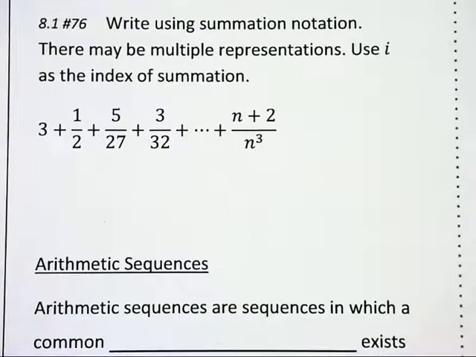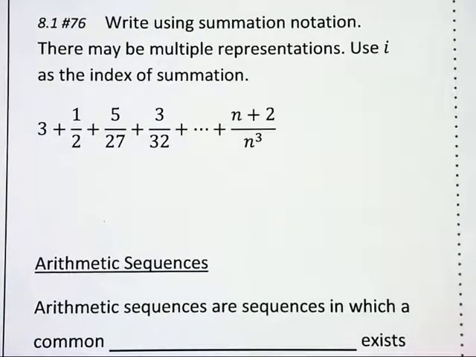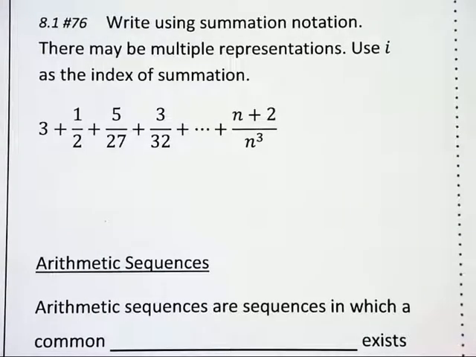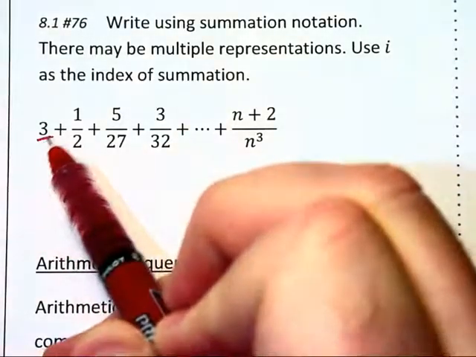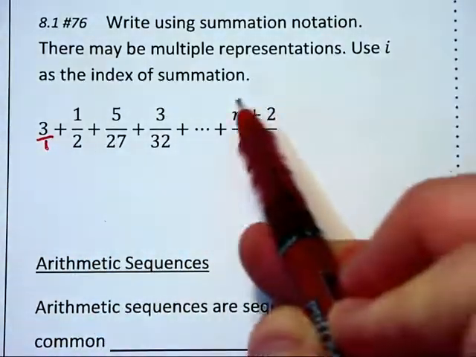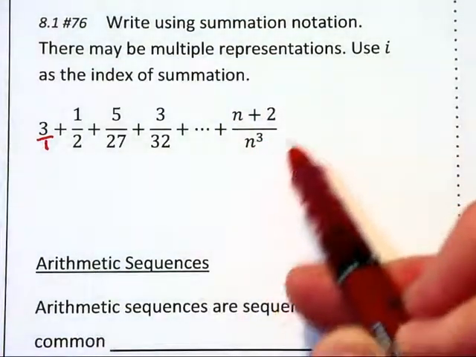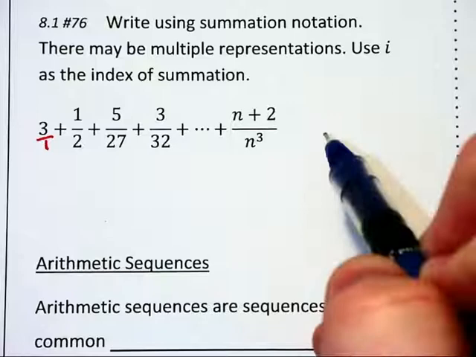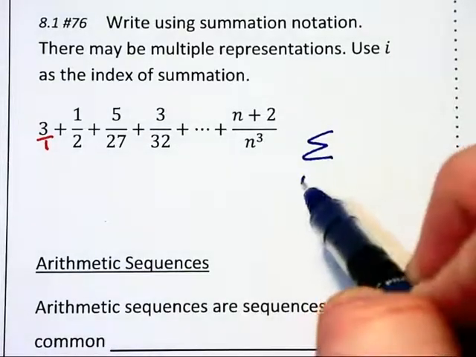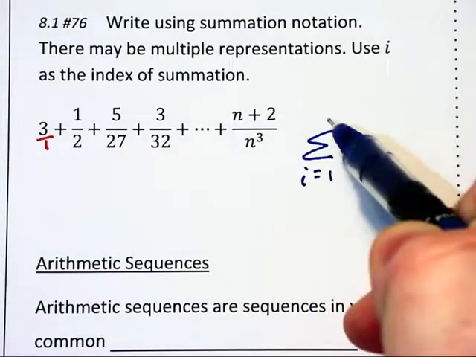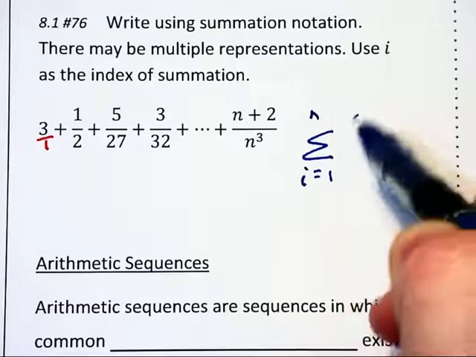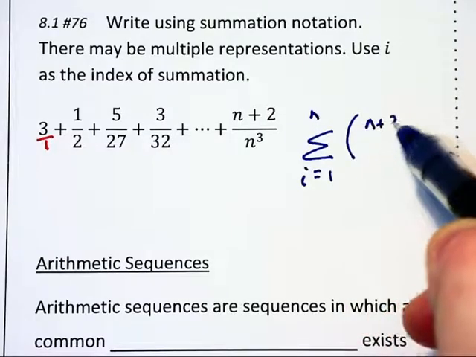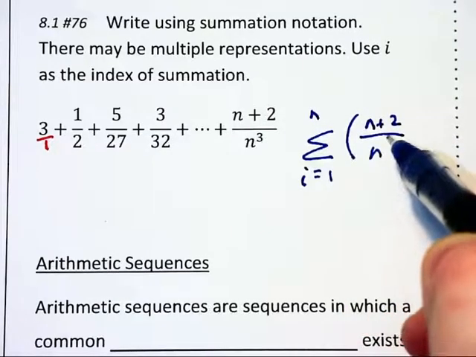Okay, in this next problem, they want us to write this series using summation notation. Now, sometimes this is easy, sometimes it's not. Luckily for us, we have a formula for the nth term. So basically, all we have to do here is say, this is the sum as i goes from 1 to n of this formula, n plus 2 over n cubed.